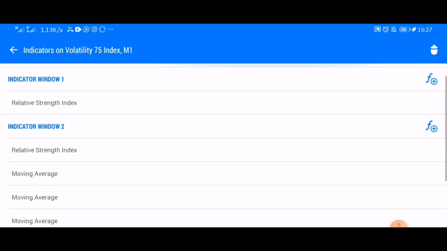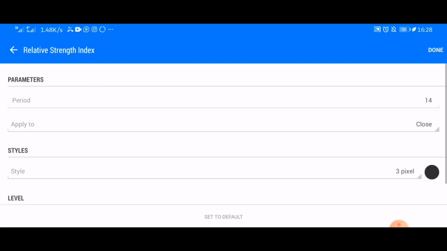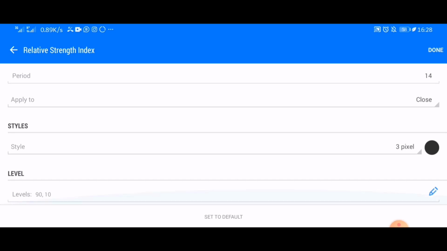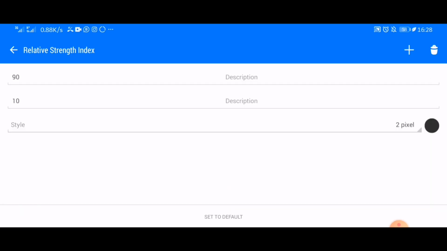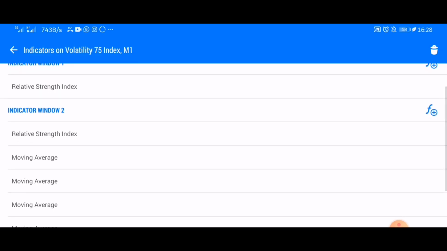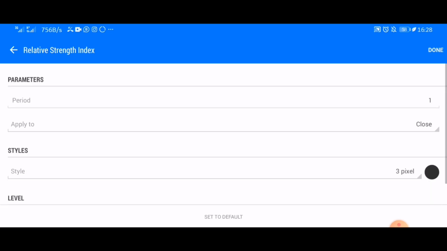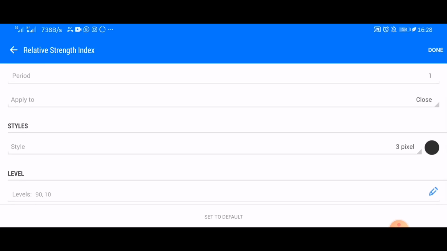Now let's see the settings of the first indicator window, which has the relative strength index. We use the period 14, apply to close, and we have the style 3 pixel black, then the levels 90 and 10. Now let's go over to see the settings of the second window. The relative strength index there has the period 1, apply to close, style 3 pixel black, and 90 and 10, just like we have at the other part.